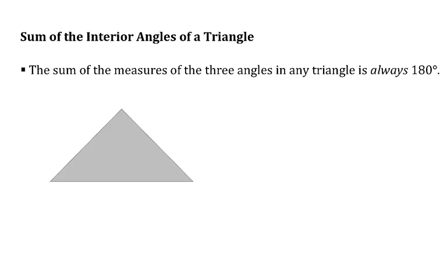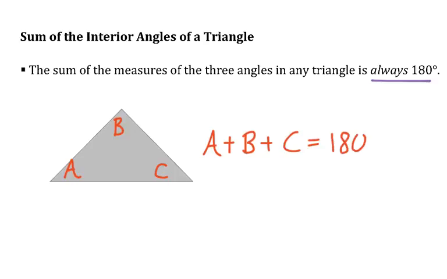So the first is about the sum of the interior angles of a triangle. The sum of the measures of the 3 angles in any triangle is always 180 degrees. So if I use the sketch below here, and I use A, B, and C to represent those 3 angles, we could say that A plus B plus C is equal to 180 degrees. And again, that's true for any triangle.